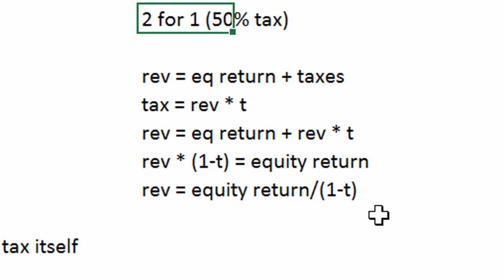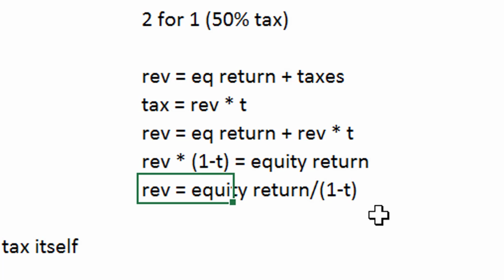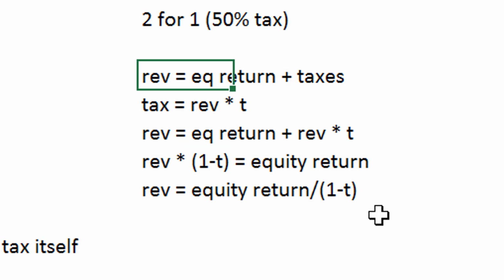So if you have a 50% tax rate, that means you have to collect 2 in revenues for every 1 in net income. That's the old 2 for 1 thing that we used to use ages and ages ago.